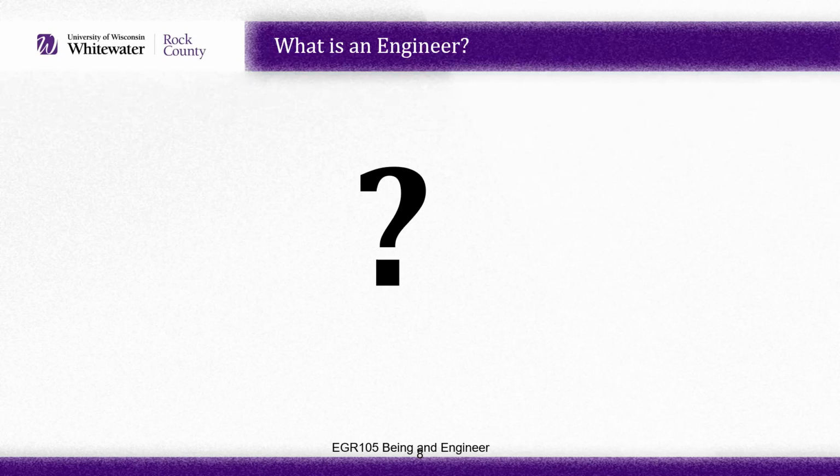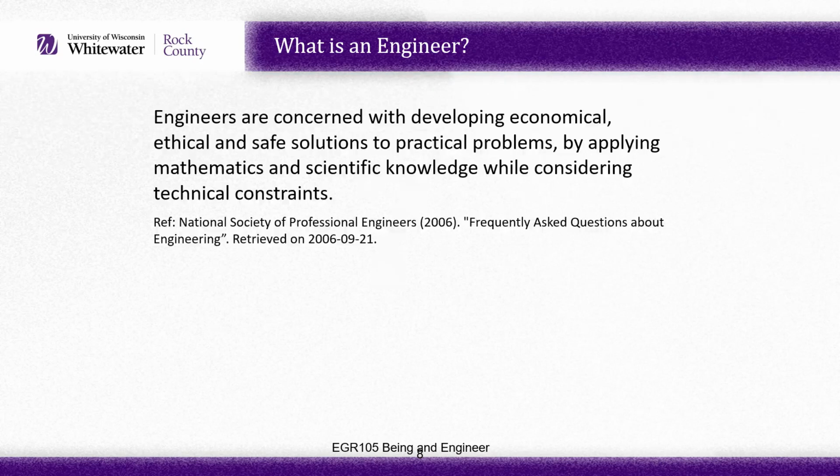We've already started some things, right? We've talked about engineering, but what is an engineer and what do you think an engineer is to you and what does one do? We can look at a couple definitions. One is from the National Society of Professional Engineers, and it defines engineers as concerned with developing economical, ethical, and safe solutions to practical problems by applying mathematics and scientific knowledge while considering technical constraints.